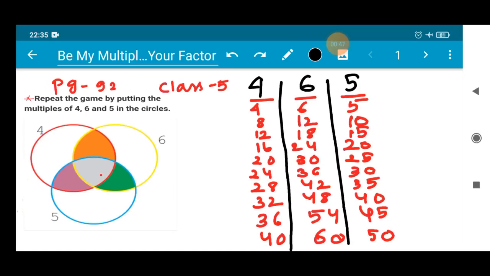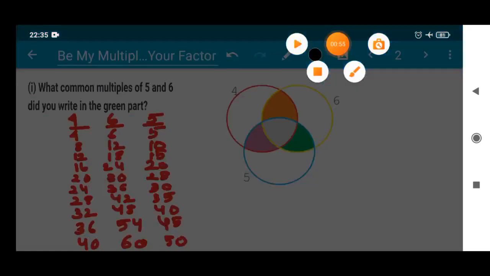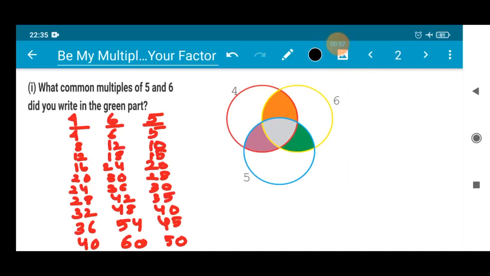Now the question is given to you. You have to frame the answer according to the question. Okay, so the first question is: what common multiples of 5 and 6 do you write in the green part? That means this green part should represent the common multiples of 5 and 6. Similarly, the orange part will represent 4 and 6, and this gray part will represent 4, 6 and 5. That means the common multiples of 4, 5 and 6 should be written here.